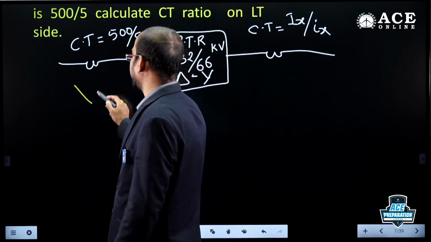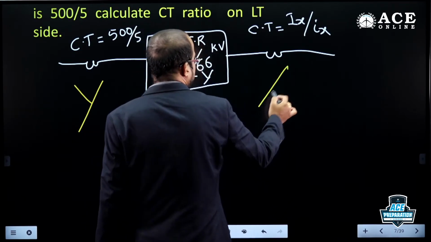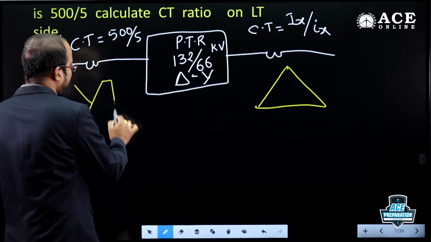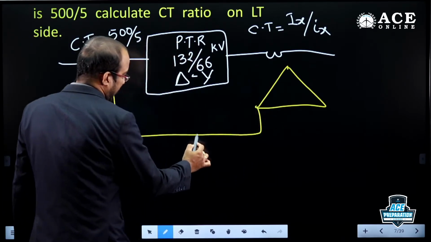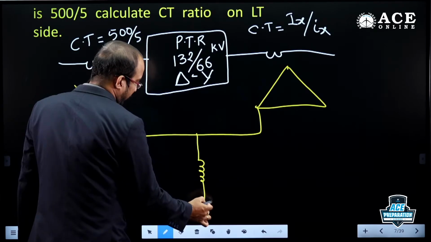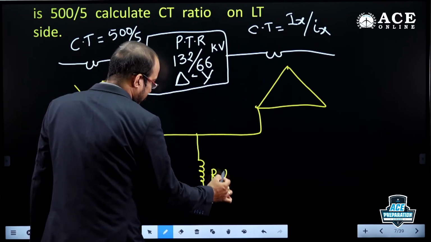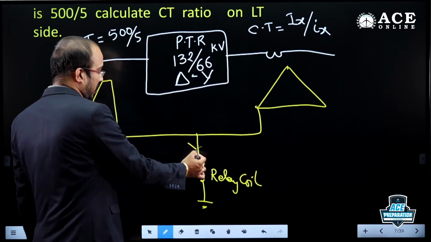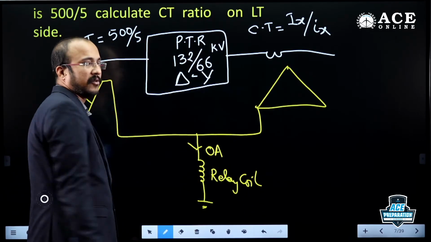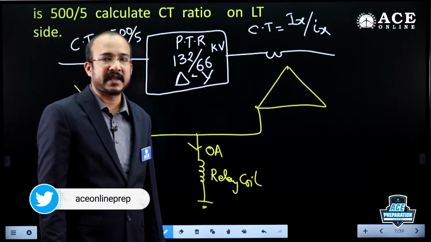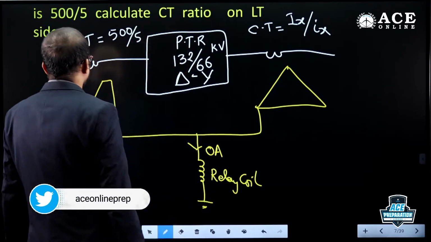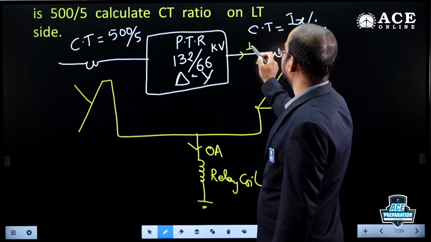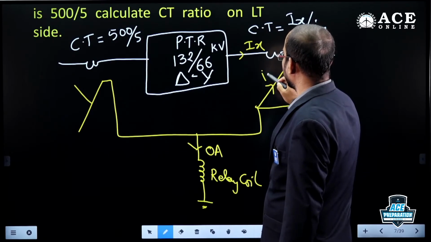Here the CT must be connected in star and here the CT must be connected in delta. We need to connect this star point to this delta point and the relay coil should be connected in the middle. This is the relay coil. During normal condition, there should not be any current through the relay. Now, our target is to calculate capital Ix and small ix. This value we need to calculate.